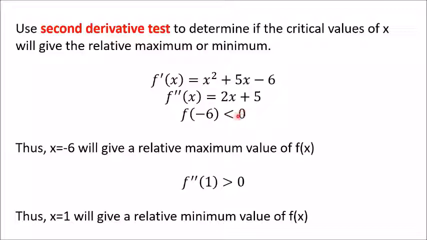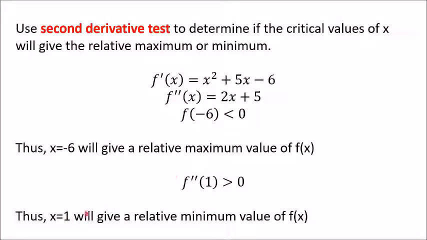So, when it is less than 0, according to our rule, that value, which is x, negative 6, will give a relative maximum value of the function. When it is less than 0, it means negative 6 gives a maximum. Relative maximum, because we really don't know, there might be something higher.